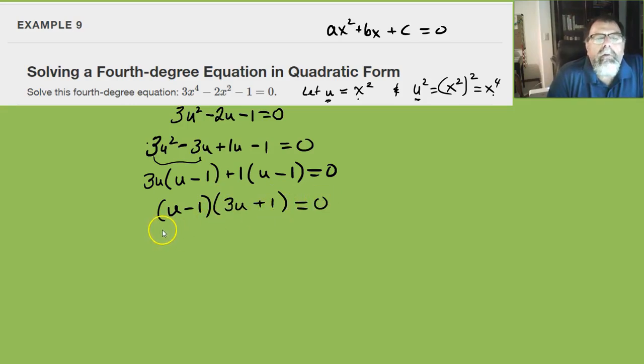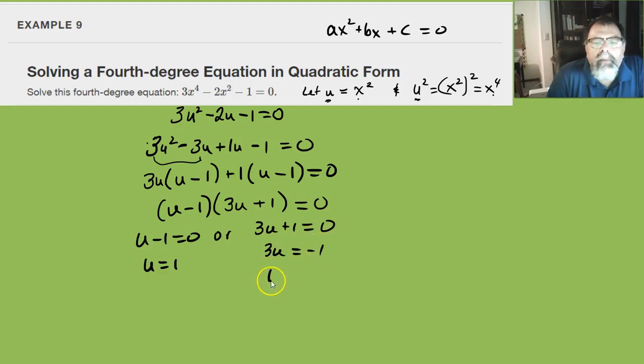And now it's up to you. You can substitute back right now, so now we're going to substitute back the x squared. Or you can solve this and then substitute back. Either way. Let's see here, how does the book do it? Well, they just go ahead and solve it for u. So u minus 1 equals 0. So add 1, u is 1. 3u plus 1 equals 0. Subtract 1. And then divide by 3.